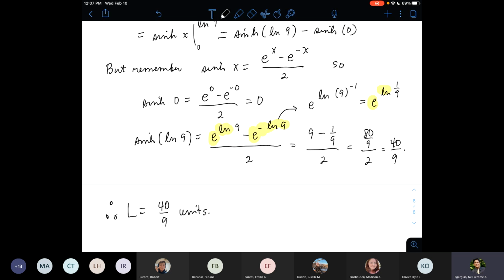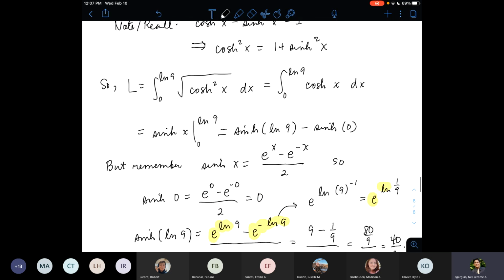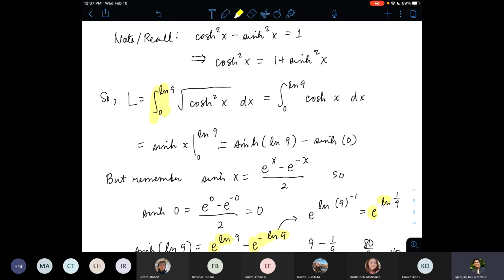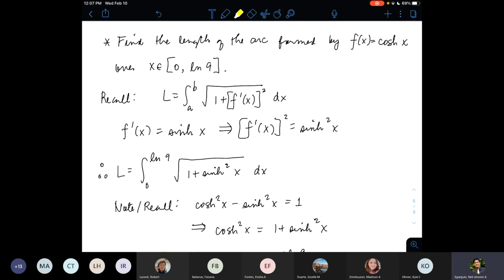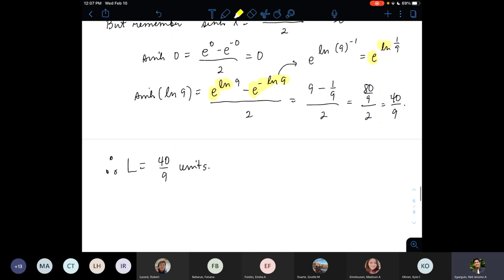So I just chose this specific example to drive at the point that you need to remember at least the basic identities coming from Cal 1, because that will aid in evaluating some of these integrals. Okay, but if you were just told to set up the integral, then you're good at this point. But I wrote in the instructions to find the length of the arc, so I should give a number. So there you go. 40 over 9 units. Okay. All right. Any clarificatory questions on this?